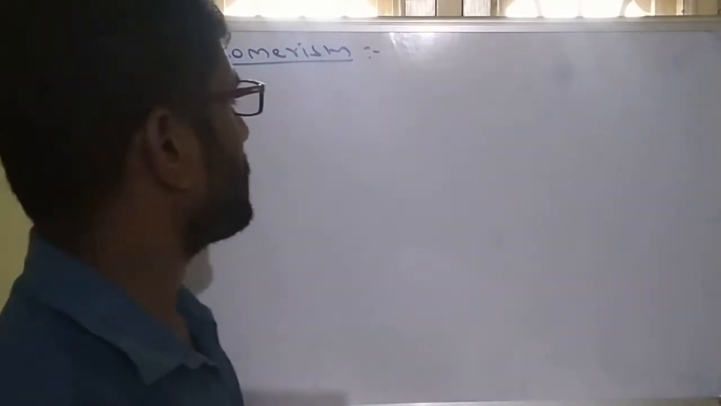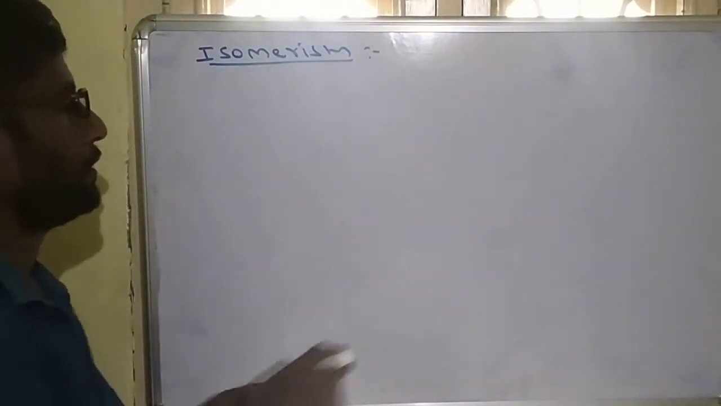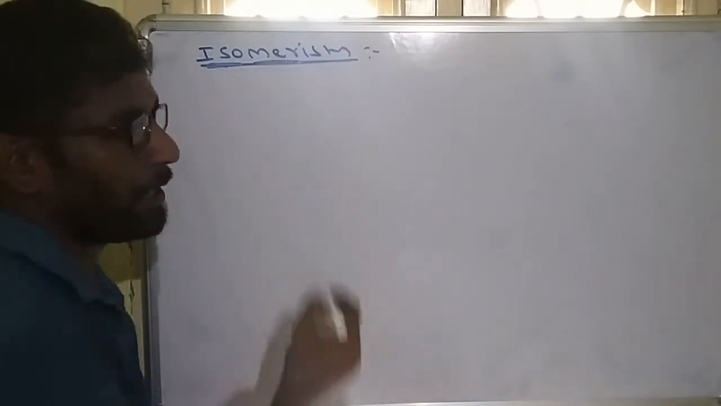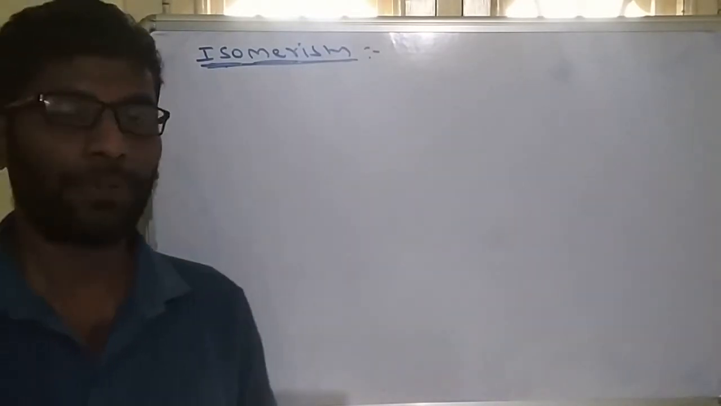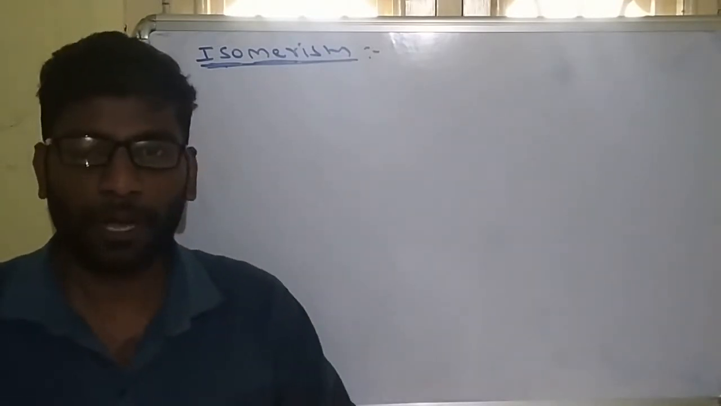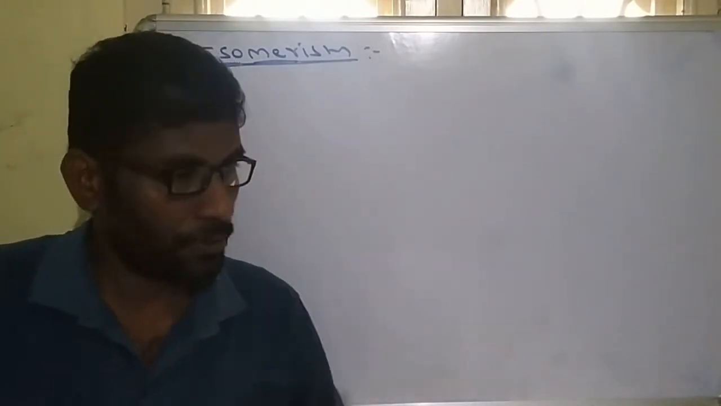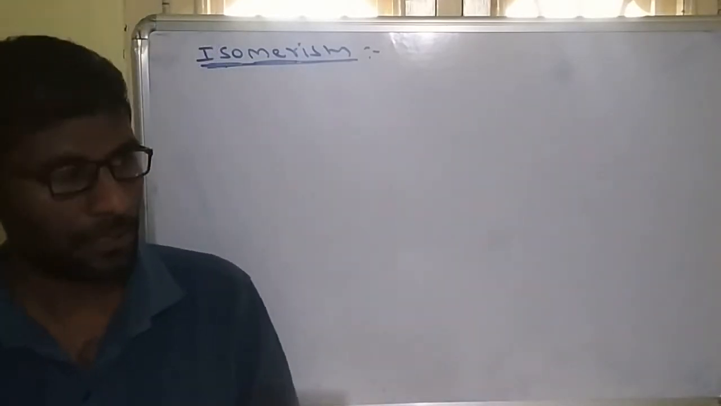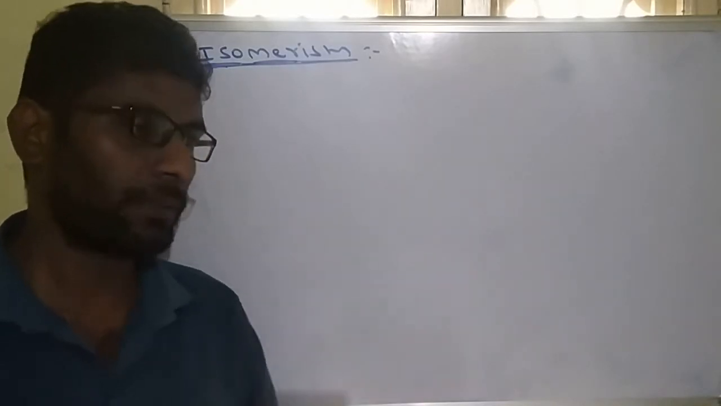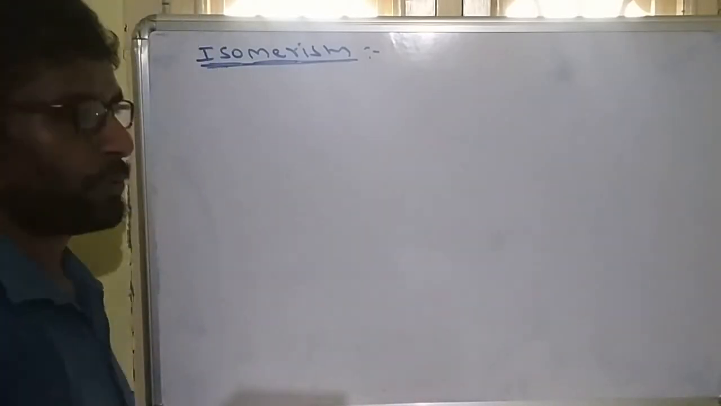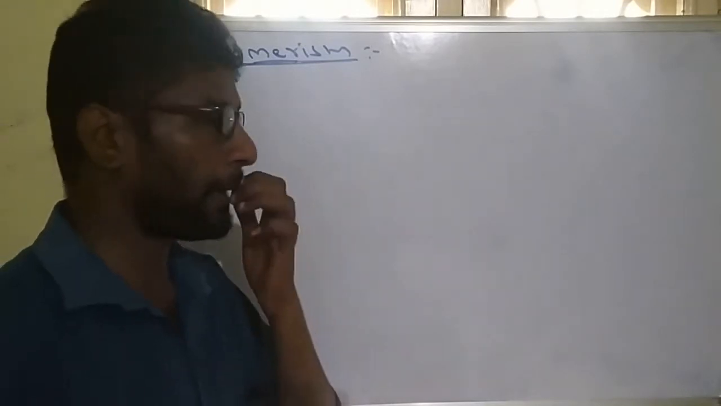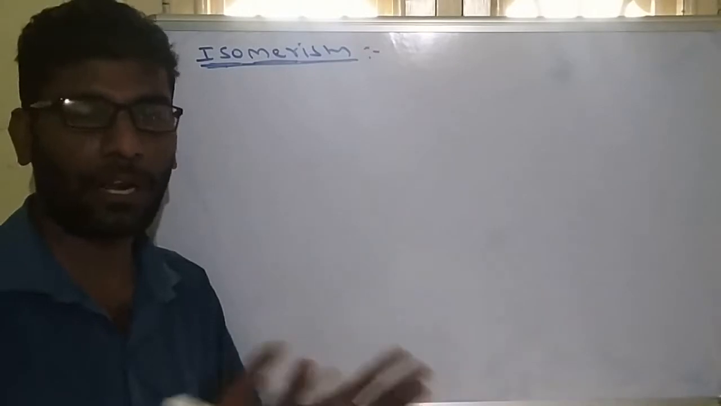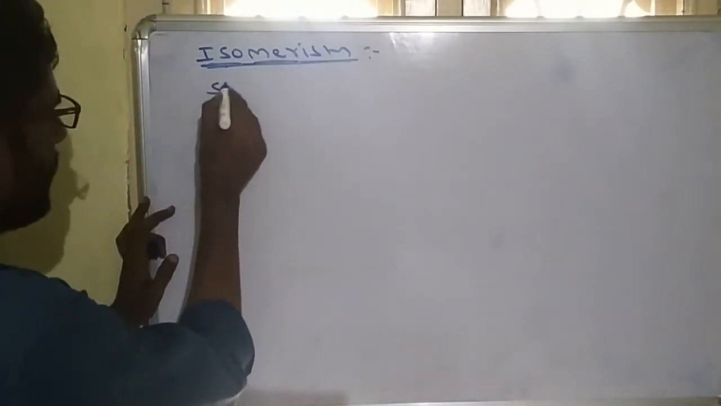So the next topic we will see is isomerism. What is isomerism? Iso means same, mer means molecular formula. So these are molecules having the same formula but exhibiting different structures. Those are called isomers. Isomerism is the process of formation of isomers. Isomers are molecules of different structures with the same formula. Isomerism of organic compounds exhibits 2 types: structural and stereo. First we will see structural isomerism.